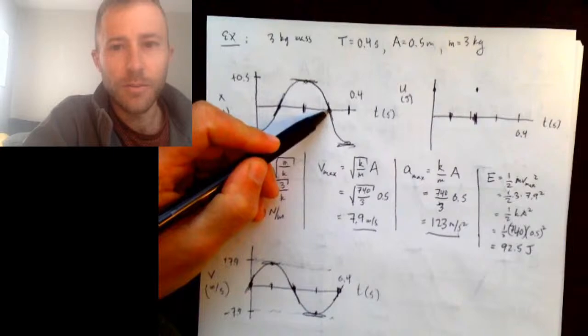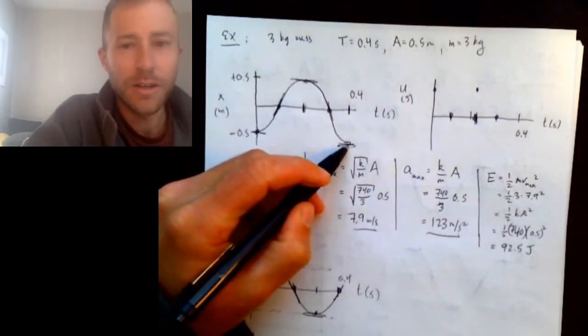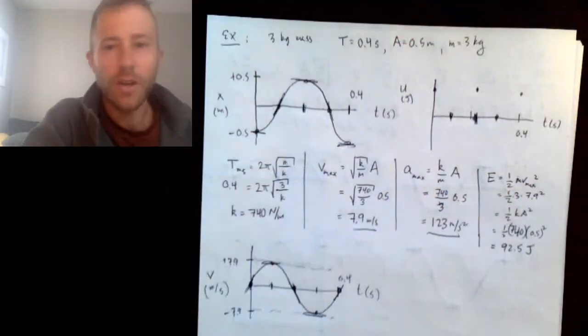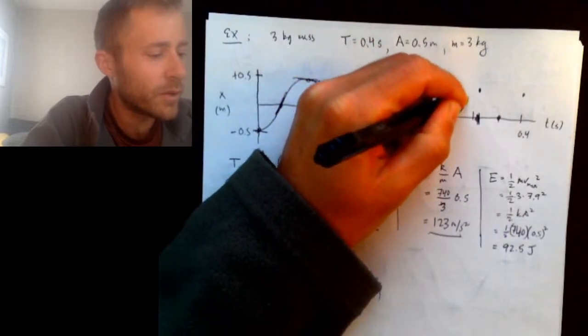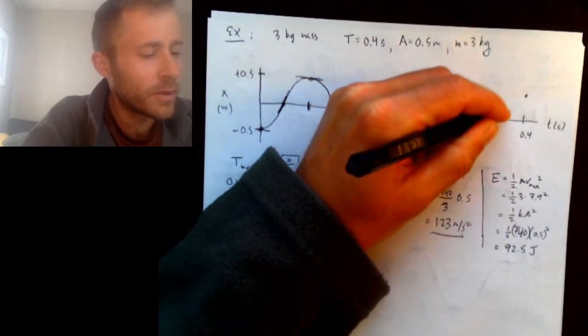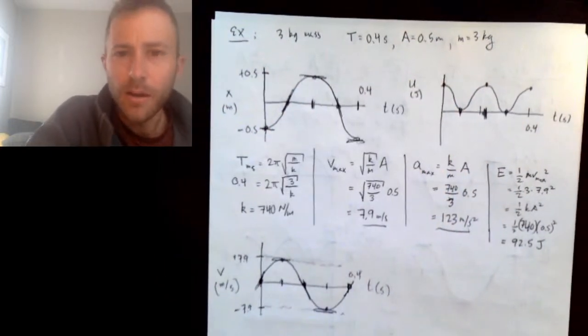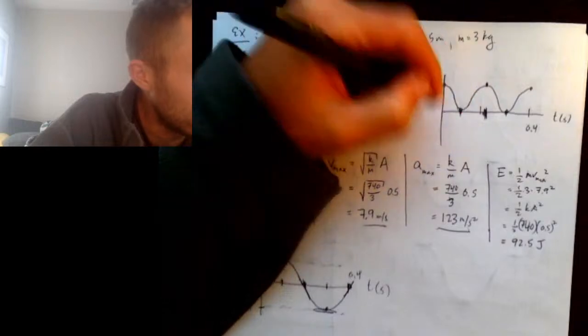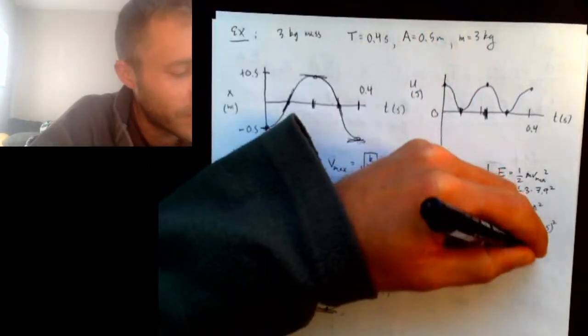Squaring 0 will give me 0. And squaring a negative number will give me a positive number. So I have my 5 points, which I then connect with a nice smooth curve. Remember, don't put cusps in there. The potential energy wiggles between 0 and the total amount of energy, which is 92.5.